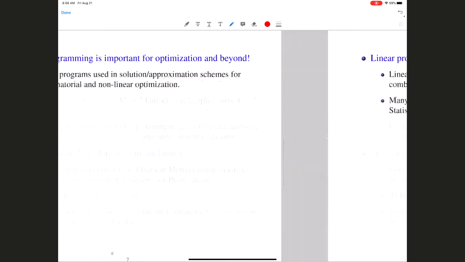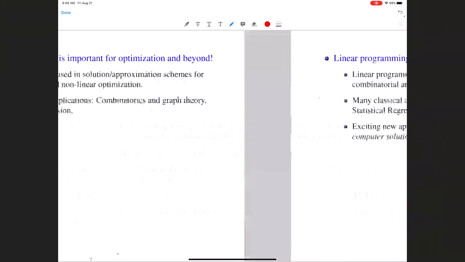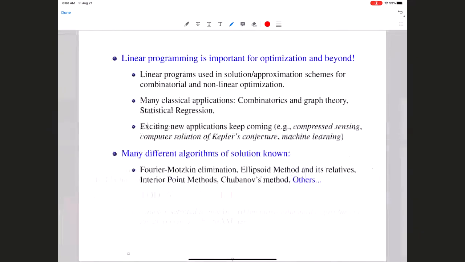Anyway, it has many, many applications in graph theory, for example, the max flow min cut problems on flows on graphs, and connectivity on graphs is related to linear optimization. In statistics, linear regression. More recently, if you are familiar with geometry, the Kepler conjecture was solved using computers, but it's essentially solving linear optimization problems. So linear optimization is extremely important in many areas of mathematics. And of course, there are many algorithms to solve the optimization problem.